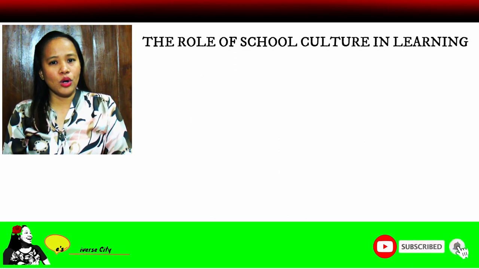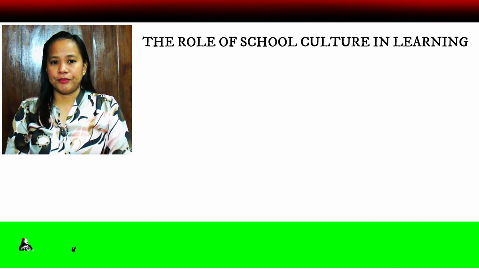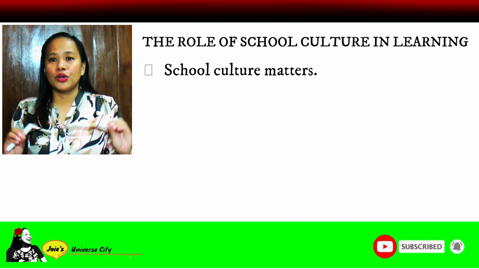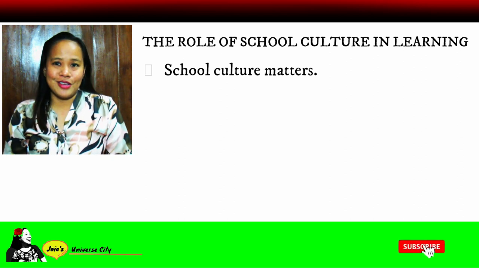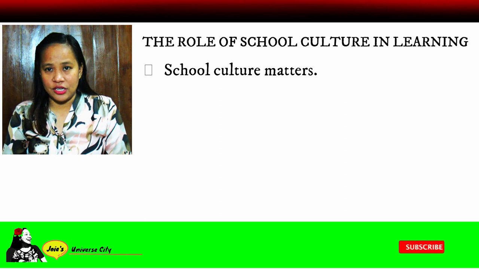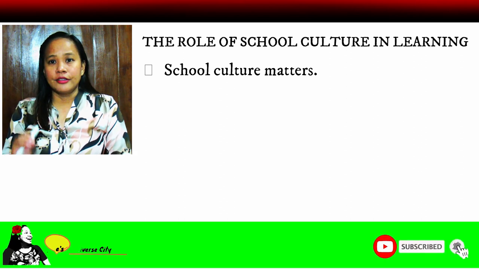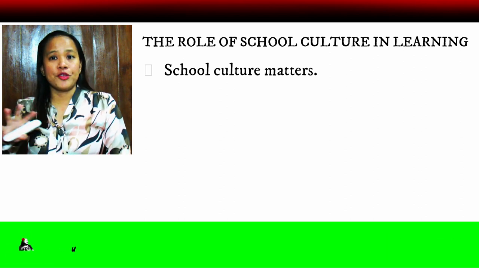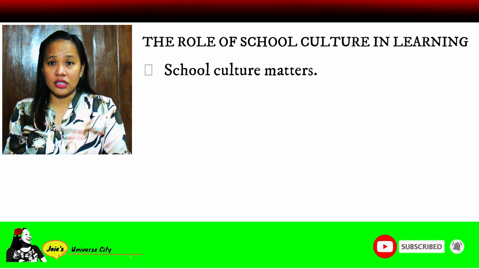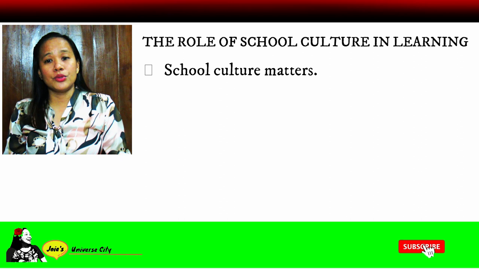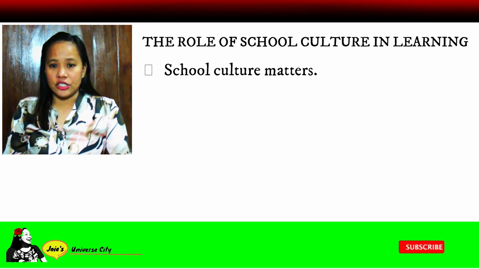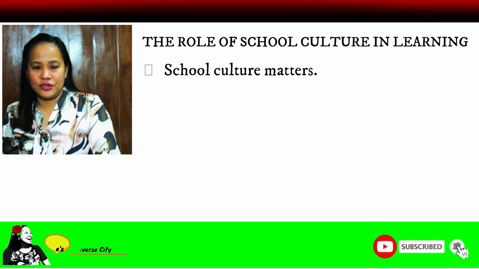But what is the role of school culture in learning? First, it is a fact that school culture really matters, right? It is important to take into consideration the kind of culture the school provides to everyone in the workplace. So if there is a positive school culture, then that could lead to school's success, okay? Positive school culture would mean success to the school.